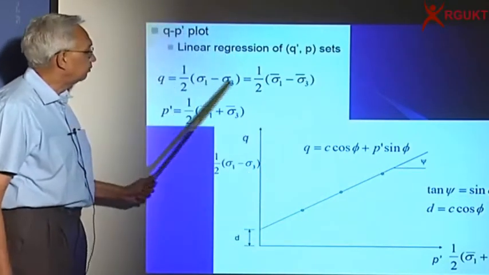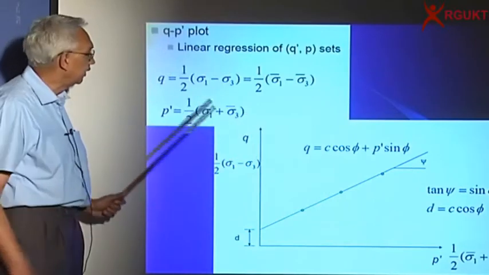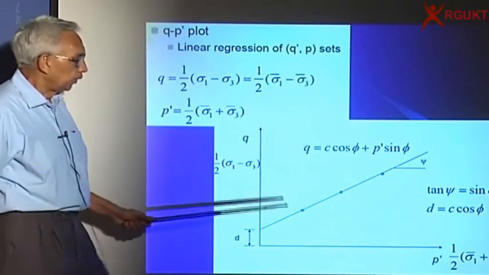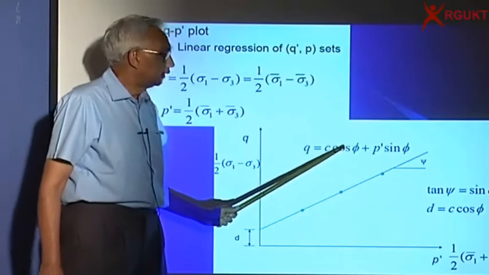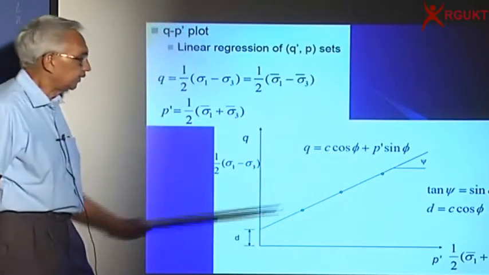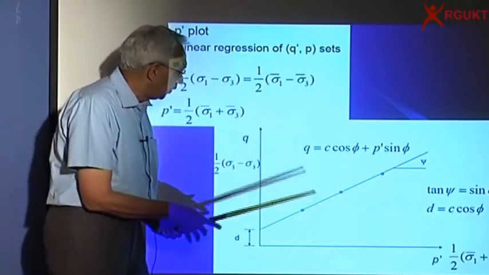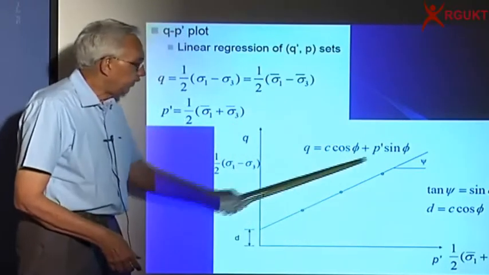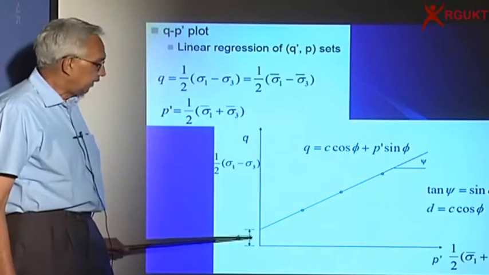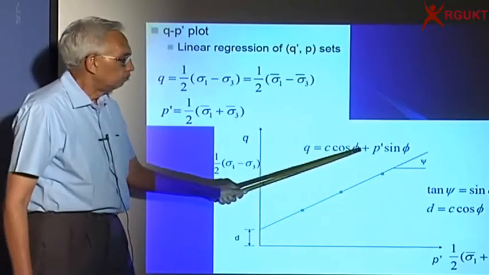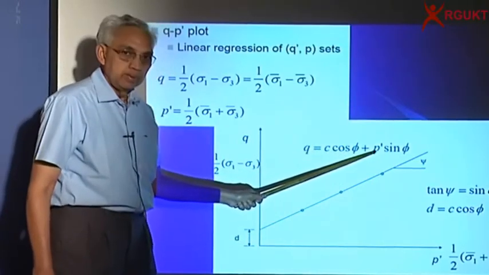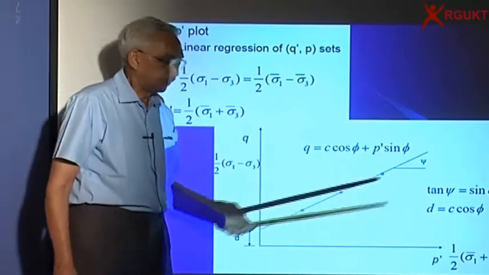As you can see from this relation, we derived that Q is equal to C cos phi, that is this intercept, and P sin phi. So you can plot PQ and fit a straight line, and the intercept gives me C cos phi plus average principal stress into sin phi.